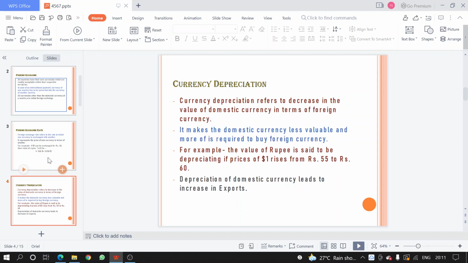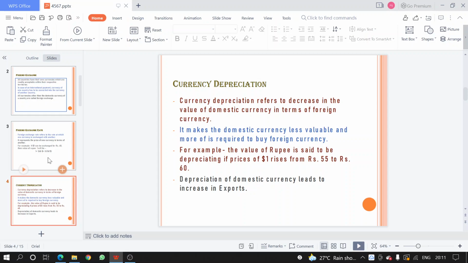Now, this foreign exchange rate is decided by market forces. Sometimes you may have read or seen, you may be aware of currency appreciation or currency depreciation. Now we are focused on currency depreciation. Currency depreciation refers to a decrease in the value of domestic currency in terms of foreign currency.